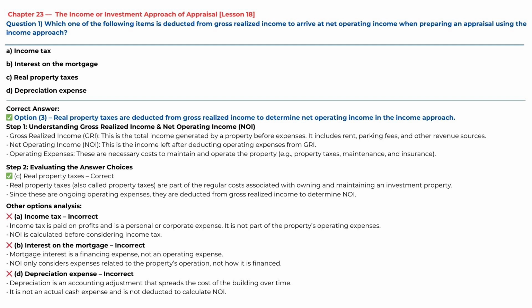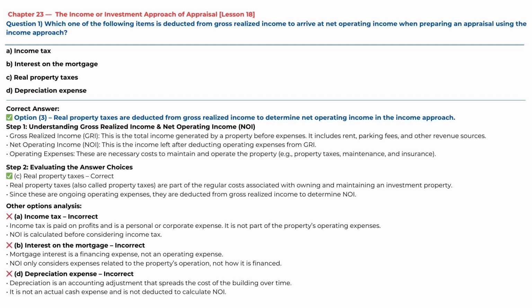C. Real property taxes, correct. Real property taxes, also called property taxes, are part of the regular costs associated with owning and maintaining an investment property. Since these are ongoing operating expenses, they are deducted from gross realized income to determine net operating income.